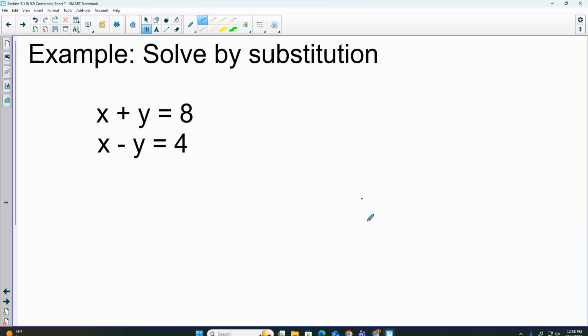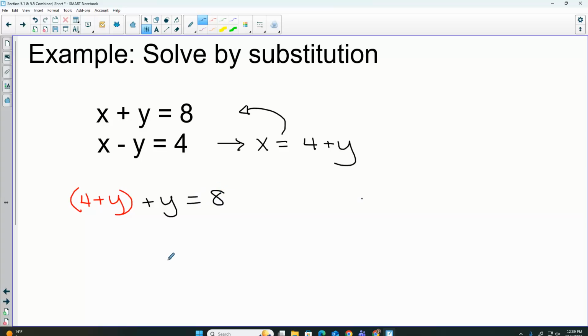If I told you to solve this using substitution, do you guys remember what substitution meant? Yes. You pick one equation and solve for one variable. There is no right or wrong here. So let's say I wanted to solve for x in the second equation. If I wanted to get x by itself, I would add over my y. So I know x is 4 plus y. I am going to substitute that into the first equation because I haven't used it yet. So the first equation, I had x, which is 4 plus y, plus y equals 8.